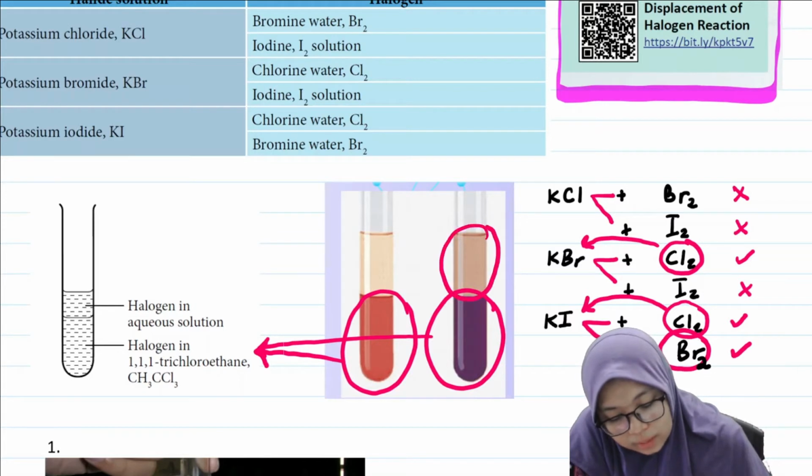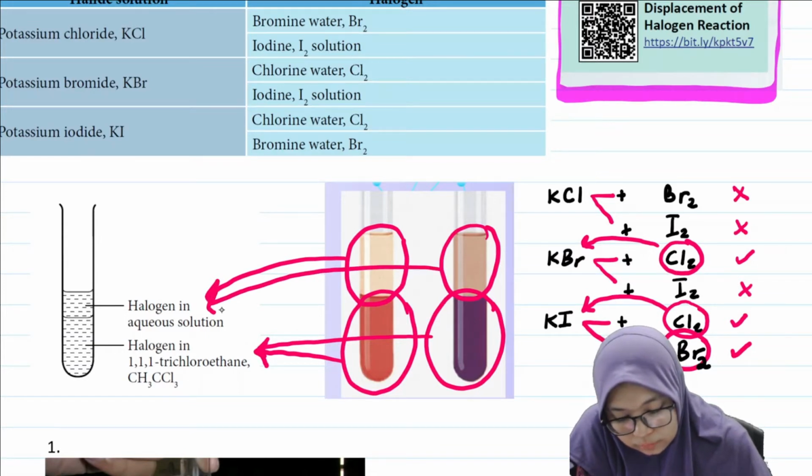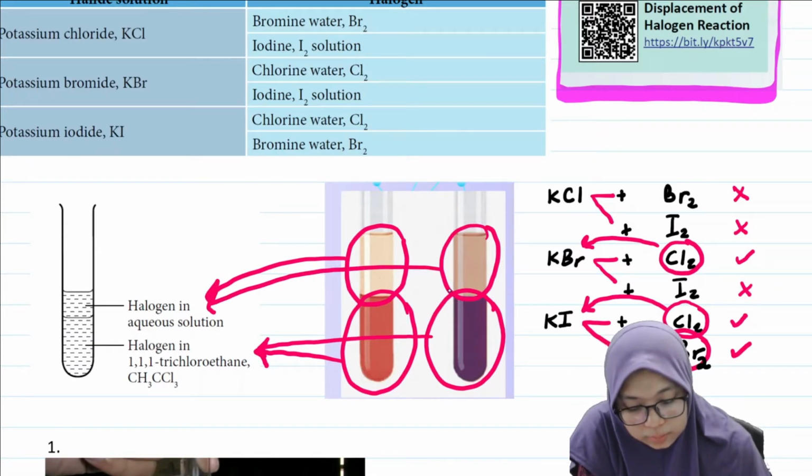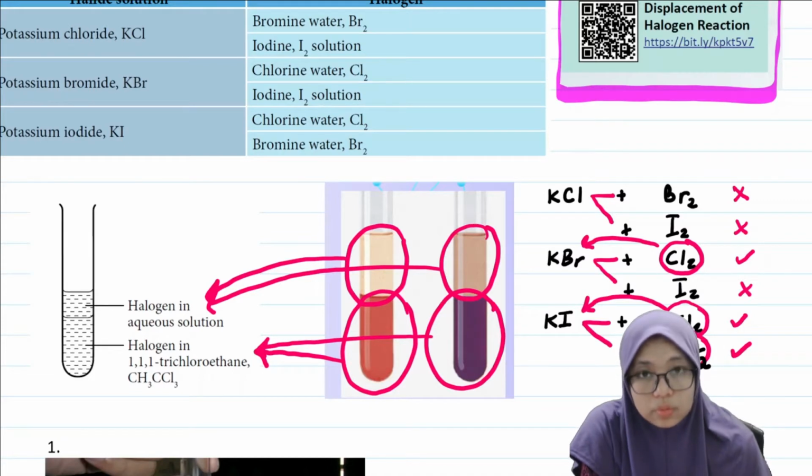For the upper part of the test tube, this is the halogen in the aqueous solution. So if you look at the color of the upper part of the test tube, you'll note that the color is for the halogen in aqueous solution, meaning it is for potassium iodide, potassium bromide, or potassium chloride.